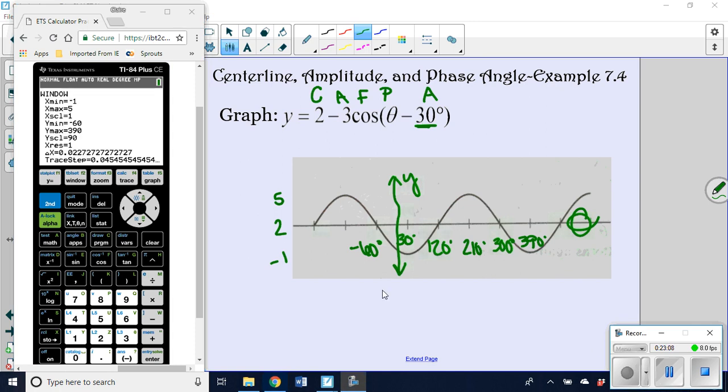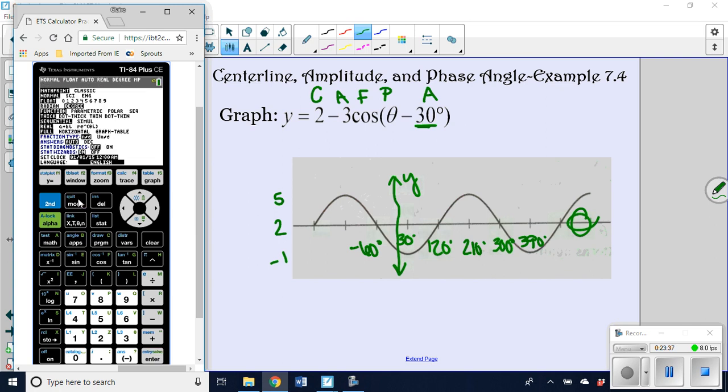I just realized I made a mistake. I have our x and y min and maxes backwards. The x min is -60. The x max is 390. So the x scale is going to be by 90. The y min is -1. The y max is going to be 5. And then I'm going to do a scale of 1. And my mode is in degrees.